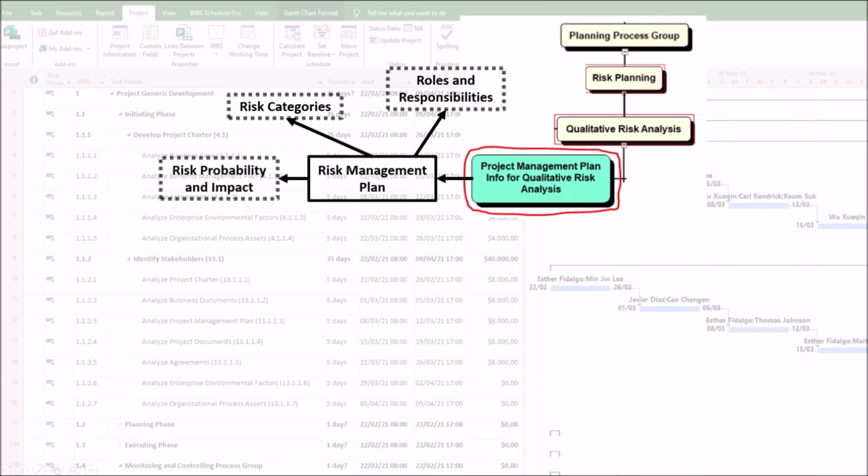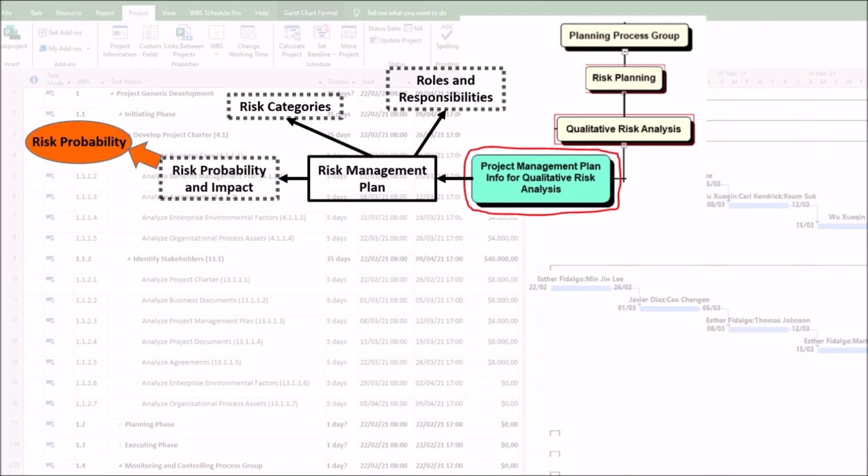Risk probability and impact. These are the two fundamental dimensions used to assess any individual risk. Standardized scales, such as 1 to 5 or very low to very high, are established for both probability and impact. This forms the core of qualitative risk analysis. Let's take a short break to explain the risk probability and impact. Risk probability and impact are the core components of risk assessment.